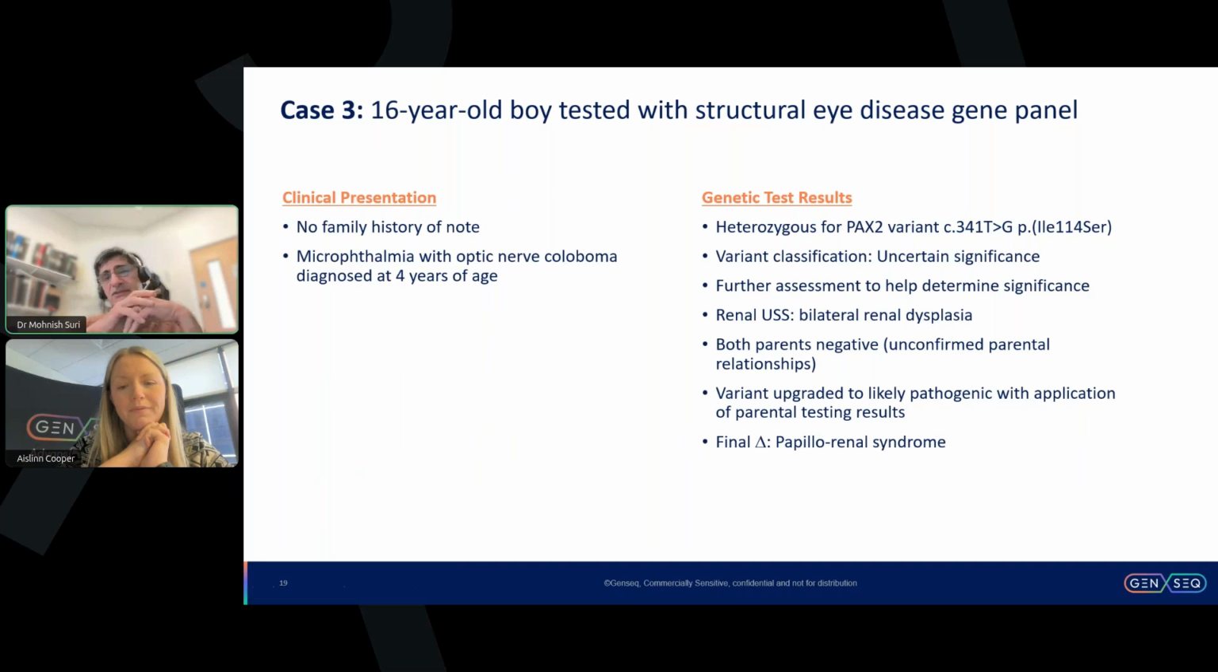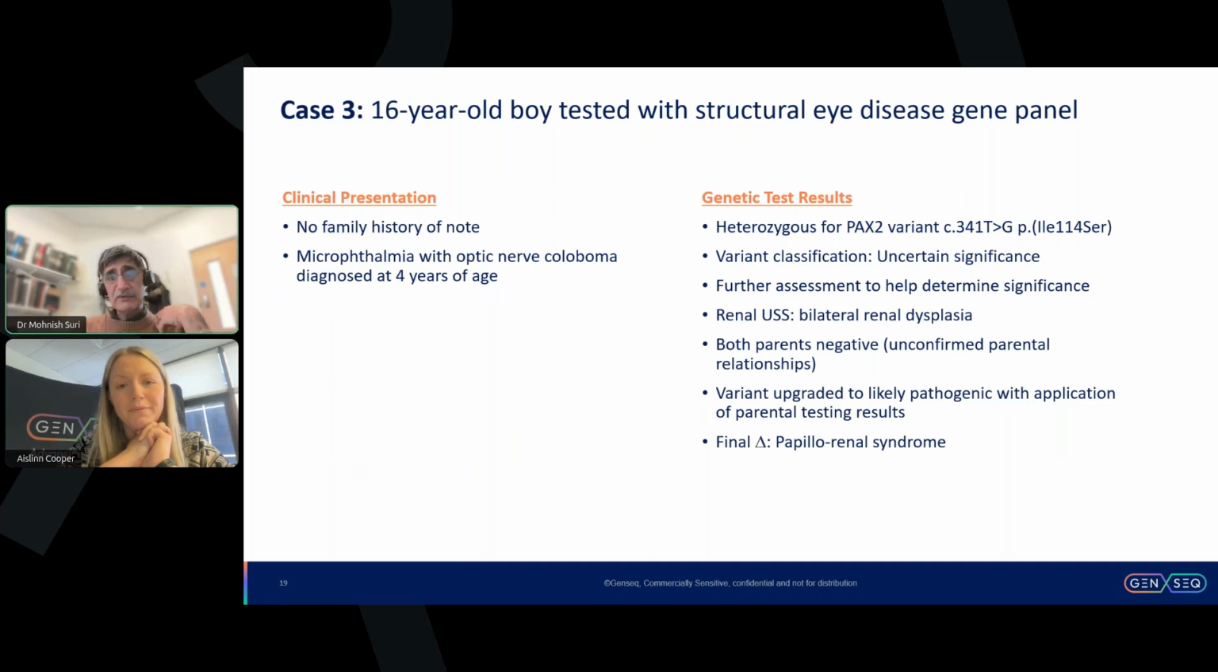So PAX2 actually only causes one eye disorder, and that is papillorenal syndrome. So you have eye problems and you have renal problems. But the classification of the PAX2 variant, it was a missense variant, and isoleucine at 114 had been converted to a serine. It had been classified as a VUS, a variant of uncertain significance. So we had to do some more digging to find out what this meant.